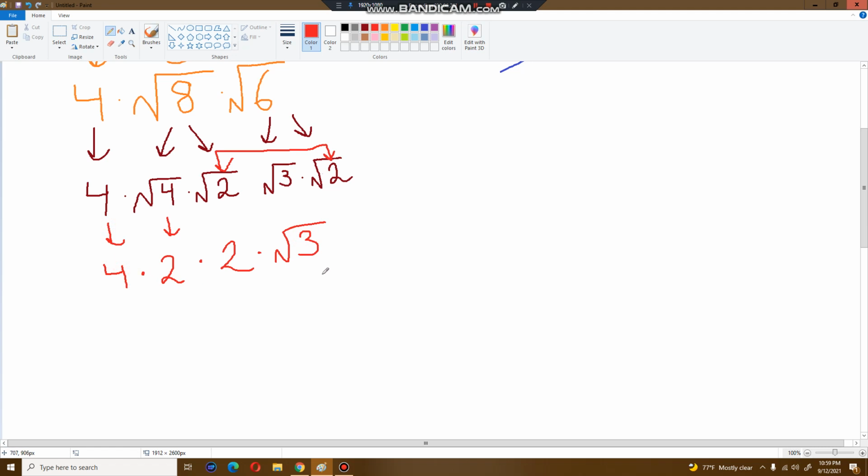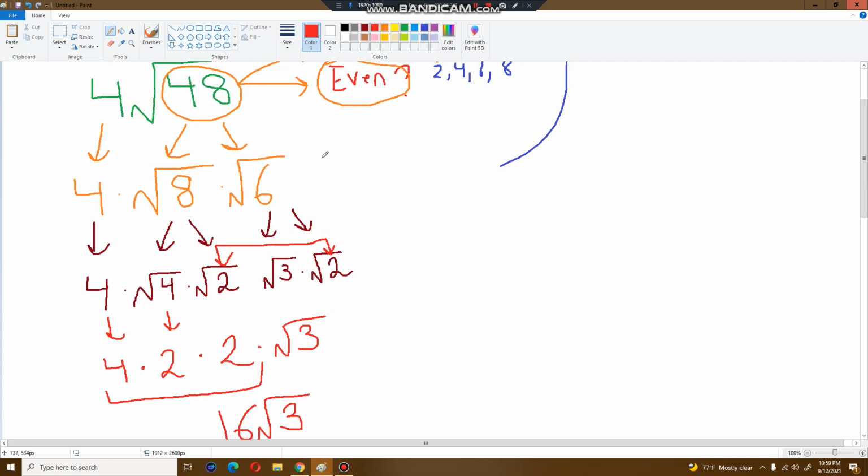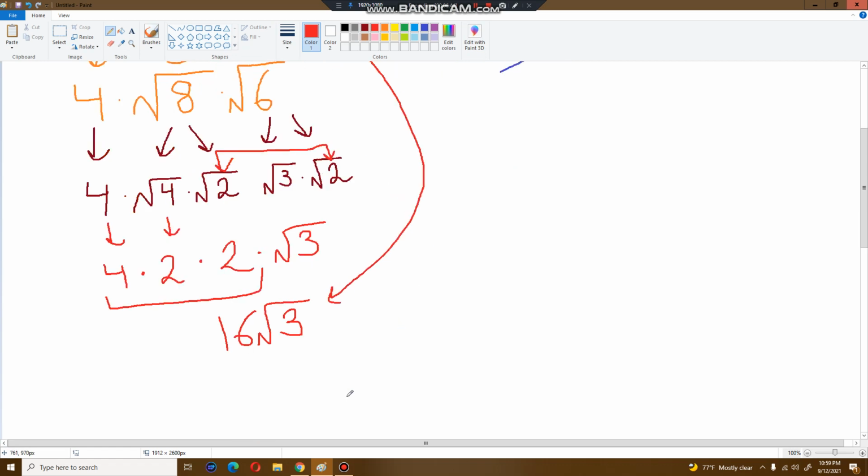And there we go, kids. Now we can multiply these numbers out. 4 times 2 is 8, and 8 times 2 is 16. And attach it to the radical 3. And there we go, the final answer. 4 multiplied by square root of 48, when you break it down, simplify the radical, becomes 16 square root of 3. You see? That's how you do it. Break it down to parts, small parts at a time.